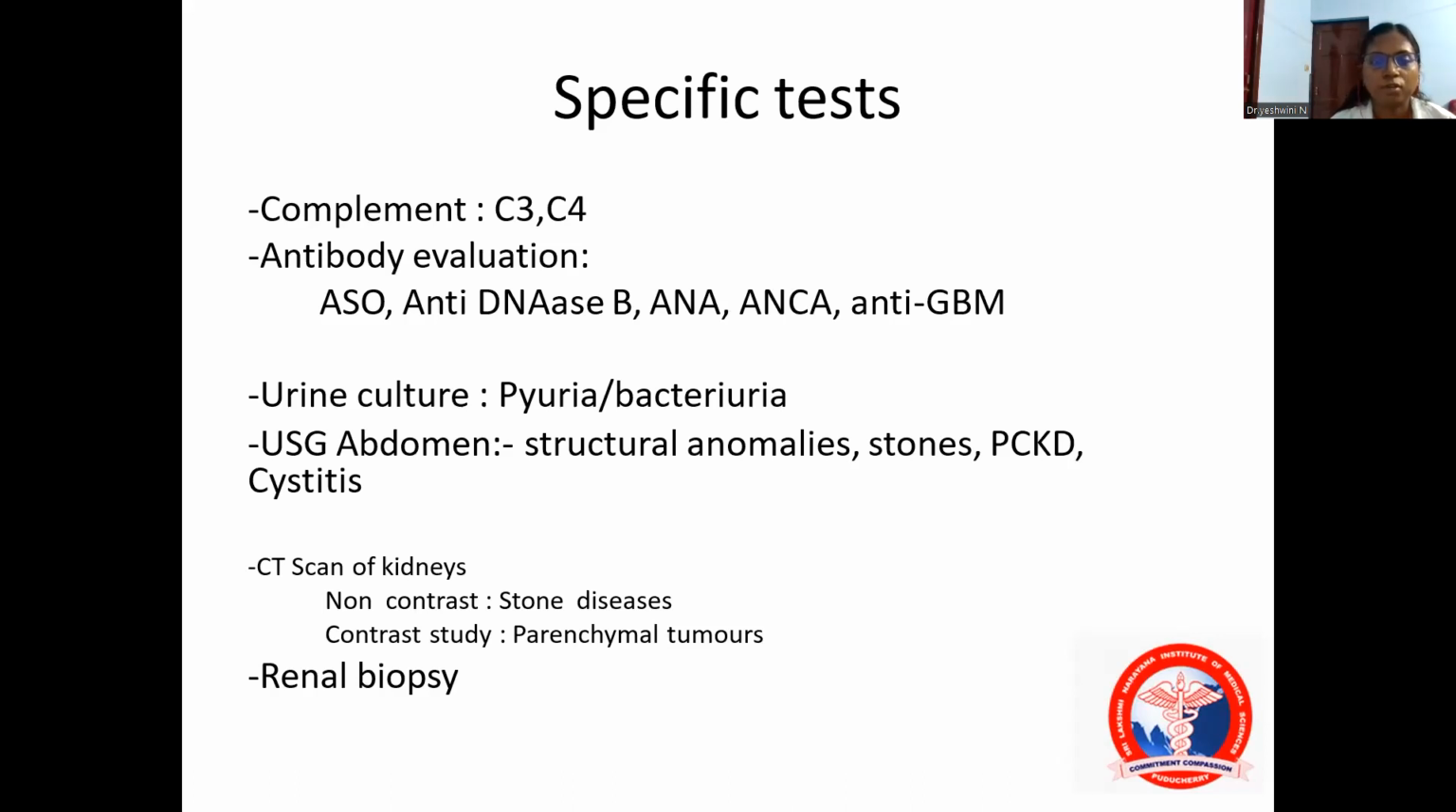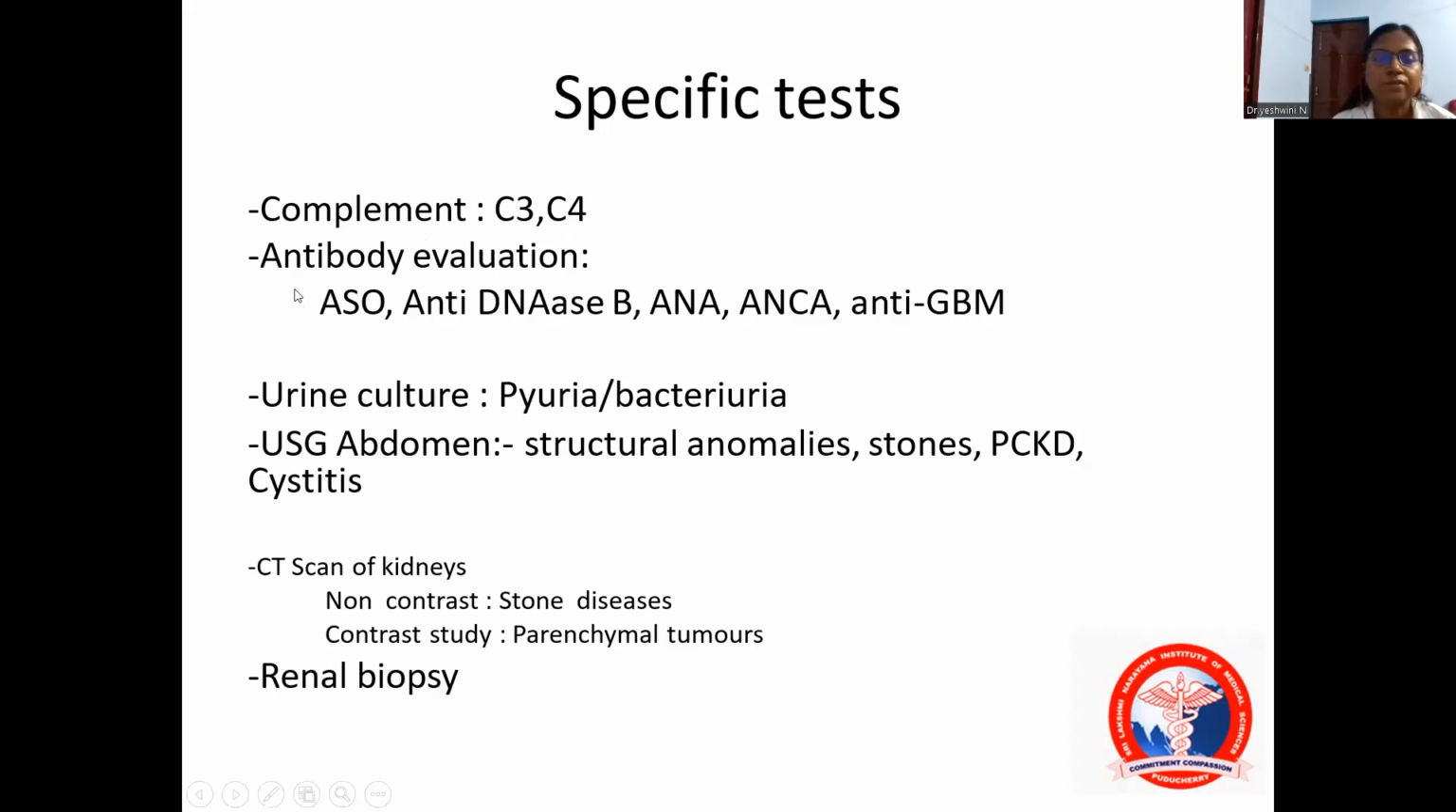So in acute glomerulonephritis, your C3 will be reduced. That C3 will be reduced for some 6 to 8 weeks. Almost 2 months it will be reduced, and then it will recover. It will not be reduced throughout. It will recover in 6 to 8 weeks. In lupus, both C3 and C4 will be reduced.